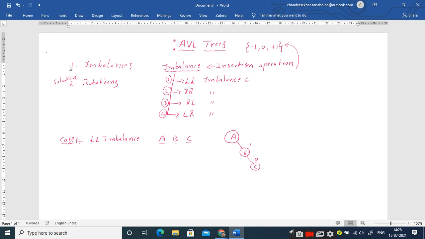And what is the balance factor of A? Minus 2. The left child's height is 0 and the right height is 2, therefore 0 minus 2, it is minus 2, right? And you can observe here that A has a balance factor which is not in the range, therefore it is violating the balancing property, therefore an imbalance has happened. Why? Sorry, this is RR imbalance.